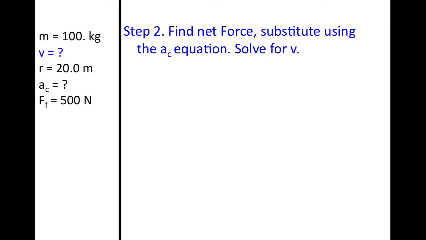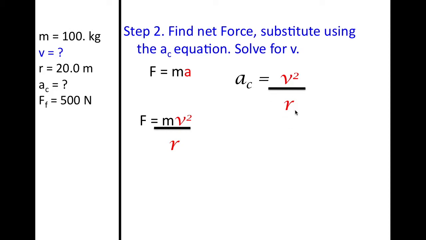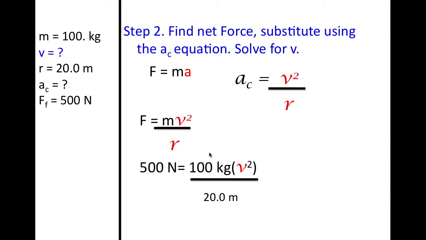Step 2 is to find the net force. Then you can substitute using the centripetal acceleration equation, solve for v, and you would have your answer. The variables that we have are listed here on the left, and we are trying to find the speed. Using the equation F equals ma, and knowing that acceleration equals v squared over r, we plug v squared over r into our F equals ma equation, and when we plug in our values and solve for v, we get an answer of 10 meters per second.